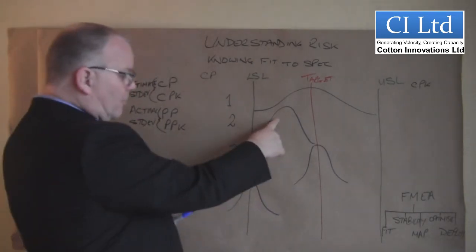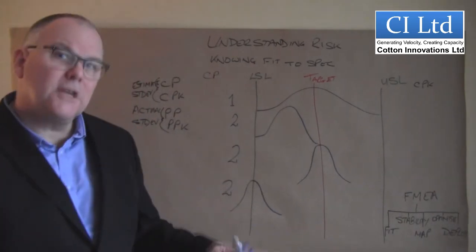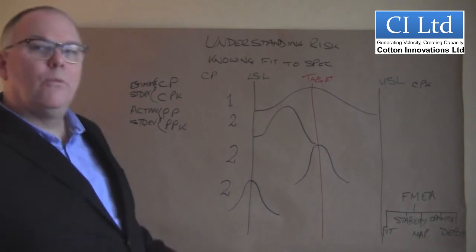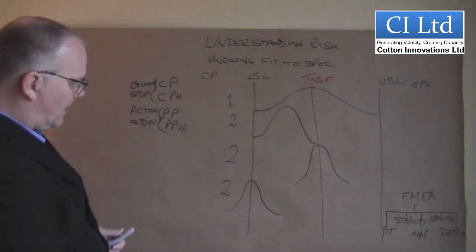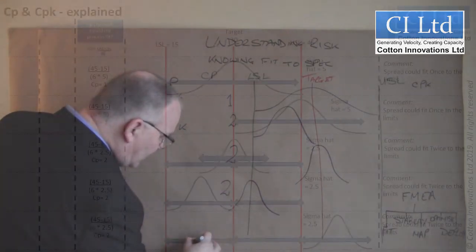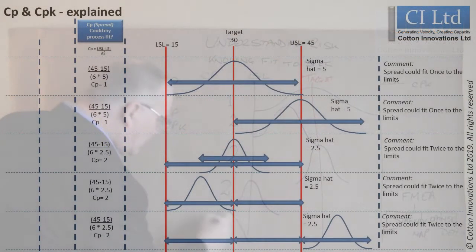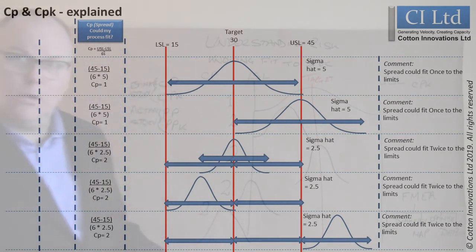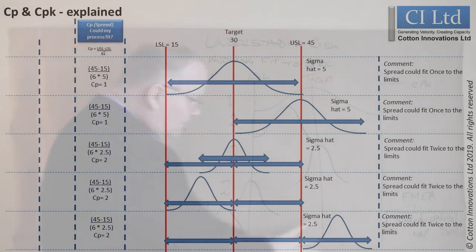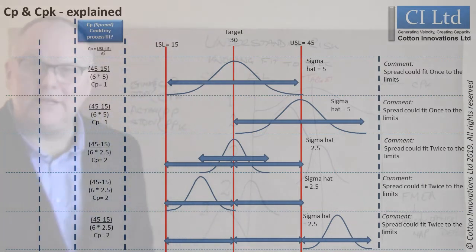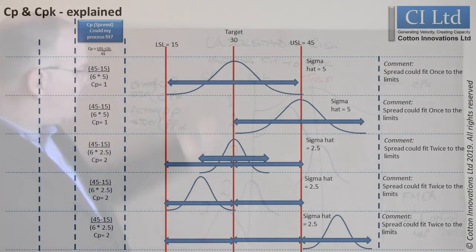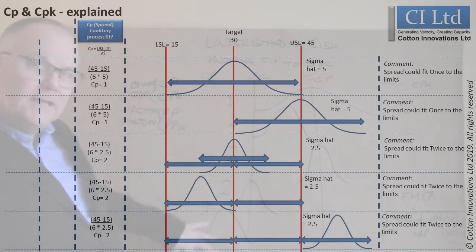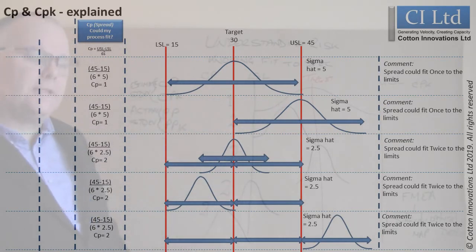But here I have a problem, because I'm not on target. We'll come to that. That's why we use the K to help us locate where it's supposed to be. And then finally I have a process that sits here and it looks like this, and my CP is still 2. Why is it 2? Because the spread could still fit twice. Doesn't fit at all.